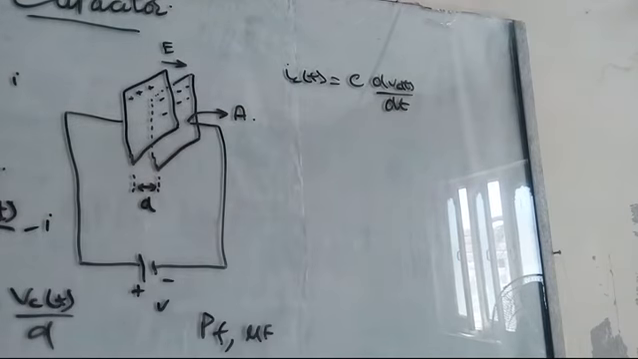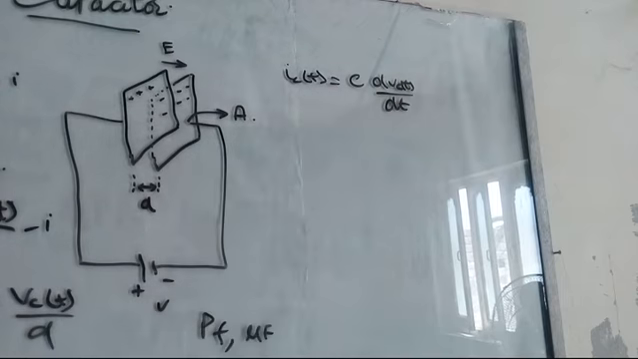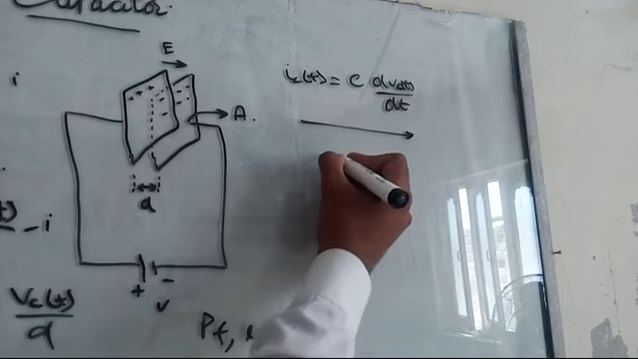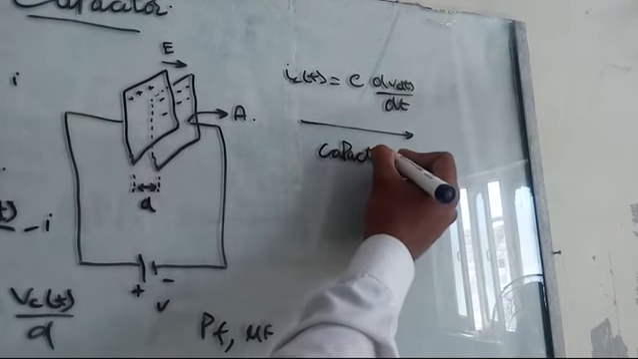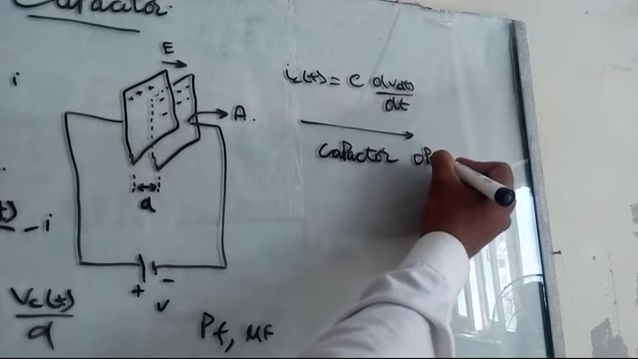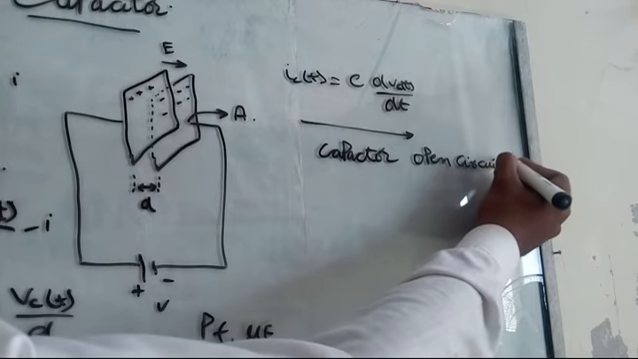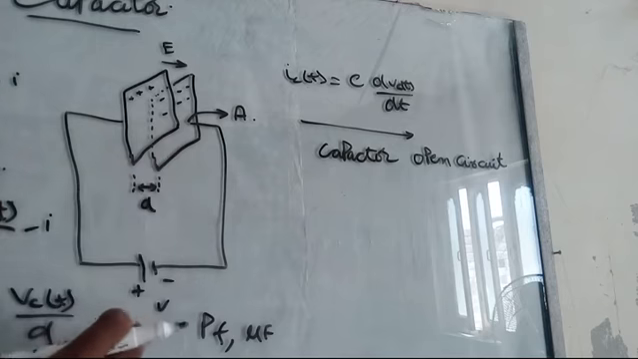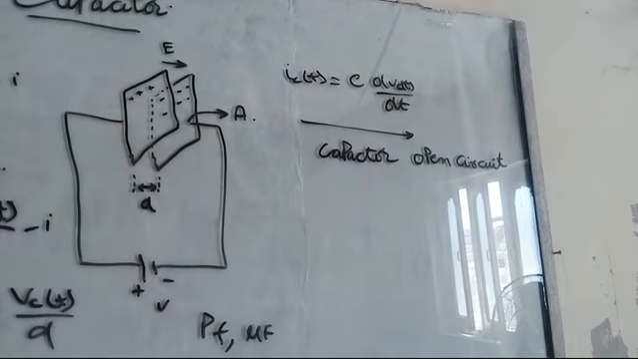So in order to maintain a flow of current through a capacitance, there must be a changing voltage across a capacitor. This equation leads us to the result that the capacitor acts as an open circuit for a DC power supply. If we connect a capacitor with a DC source, the current will be 0 because it will act as an open circuit, no current will flow.